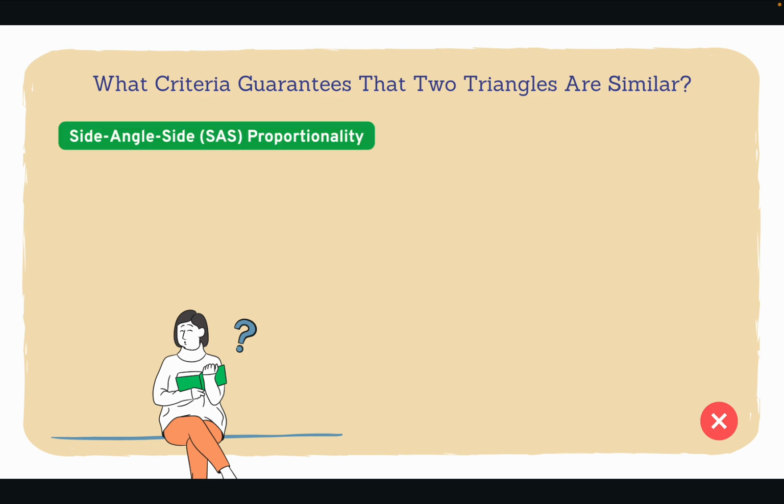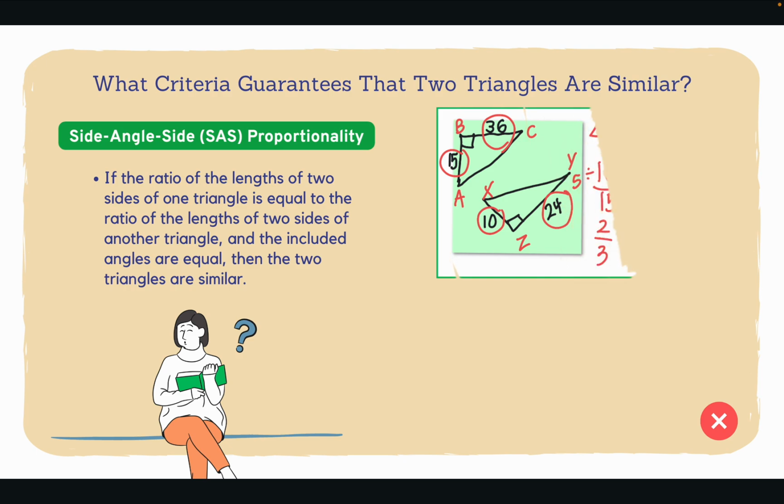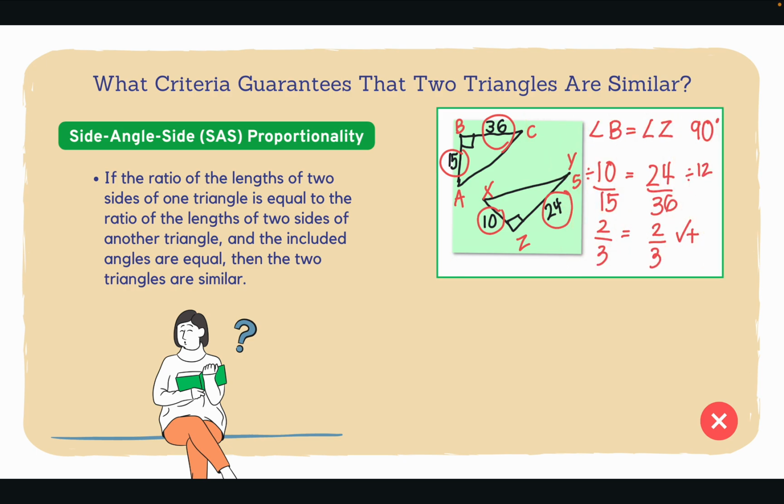Yet another interesting theorem is the side-angle-side theorem. If the ratio of the lengths of two sides of one triangle are equal to the ratio of the lengths of two sides of another triangle, and the included angles are equal, then the two triangles are similar. Let's look at a problem to help prove this theorem.